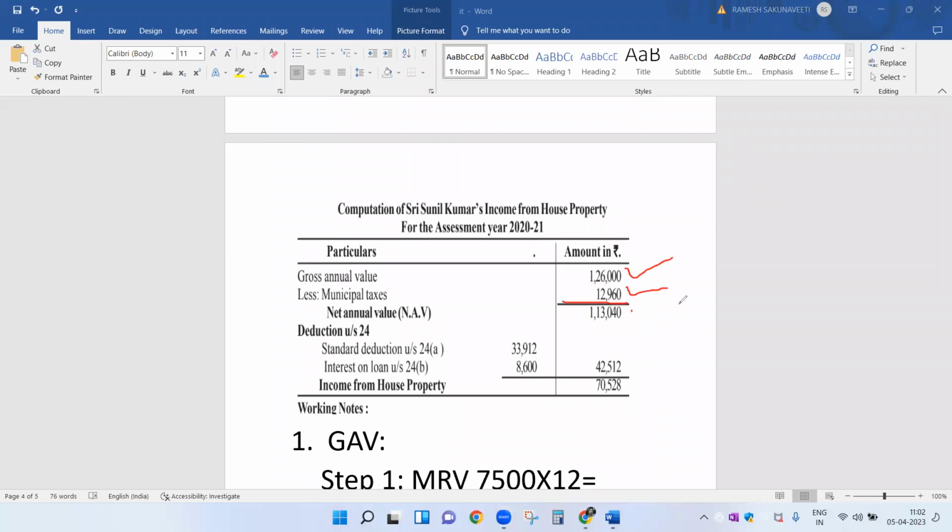So, 1,26,000 minus 12,960 is 1,13,040. Is it correct? You please check. Is it correct? 113,040. Pavitra, yes, sir. Thank you.